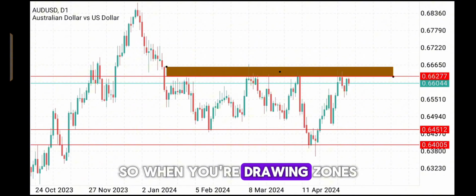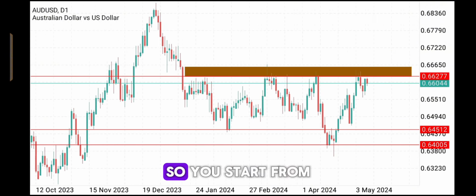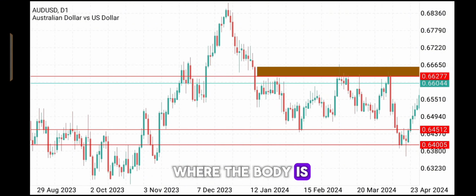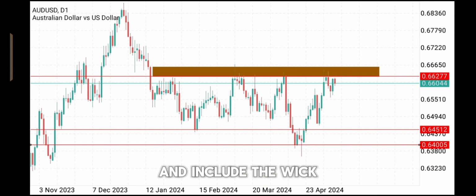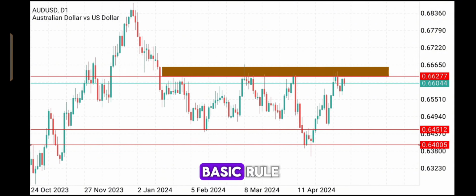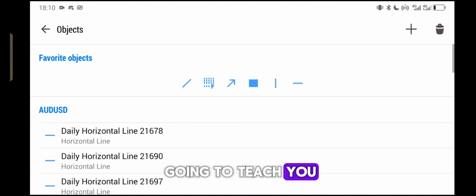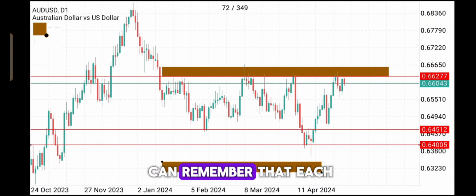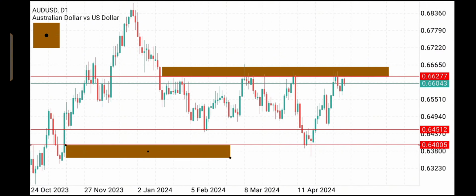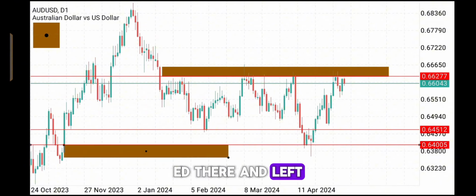So when you're drawing zones, remember, include the wicks. So you start from where the body is and include the wick of the candlestick. Okay, this is a very basic rule. So in this video, this is all I'm going to teach you, just so that you can remember that each time you trade, the wicks are included because price has once reached there and left the mark.